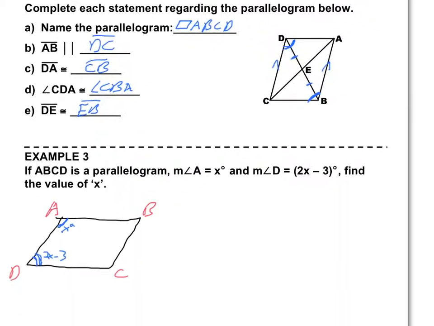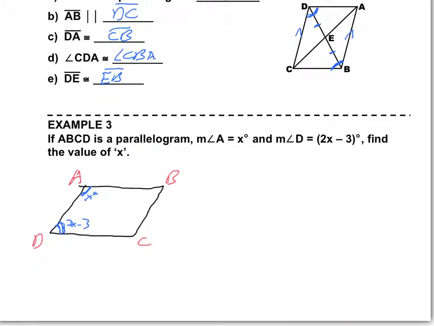Well, if these are consecutive angles, then they should add up to 180. So x plus the 2x minus 3 equals 180 degrees. Now we have a simple algebra problem. We put our like terms together. We've got an x and a 2x, so that's 3x minus 3 equals 180.